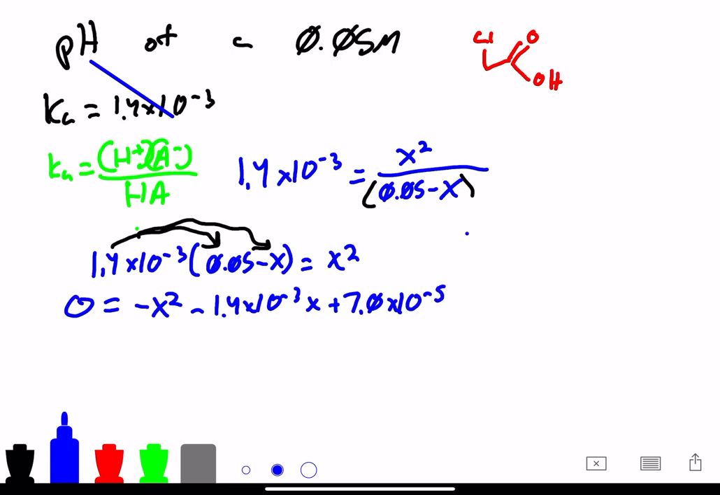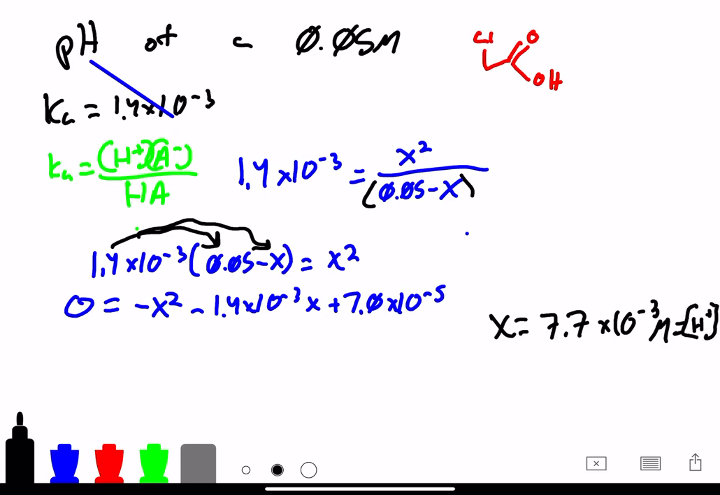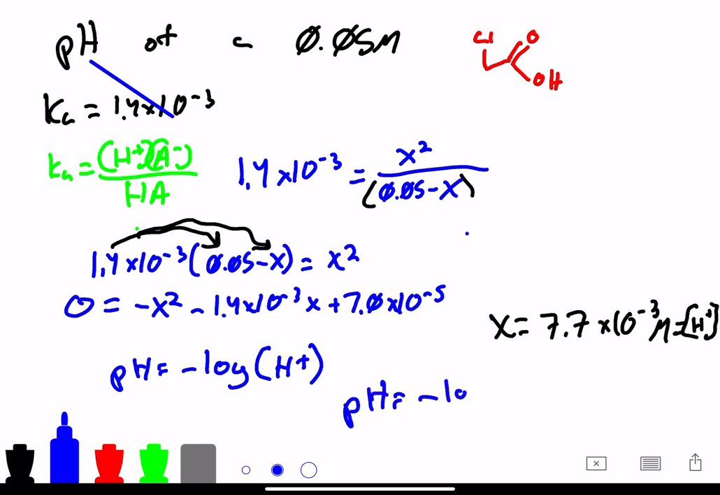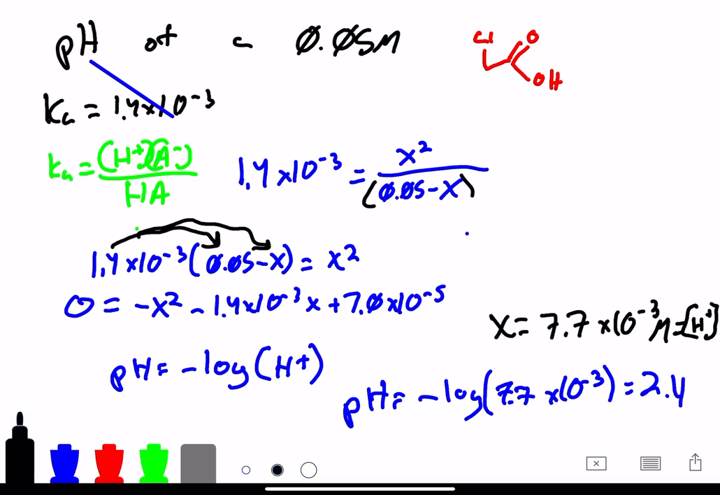Now we can solve the quadratic, and we're going to find out that x is going to be equal to 7.7 times 10 to the negative third molar, and this is going to be equal to the concentration of H plus. Now to find the pH of that, pH is equal to the opposite of log of the concentration of H plus, which is x in this case. So we can say that the pH is equal to the opposite of log of 7.7 times 10 to the negative third, which is going to be equal to 2.11. So the pH of a 0.05 molar solution of chloroacetic acid would be 2.11.